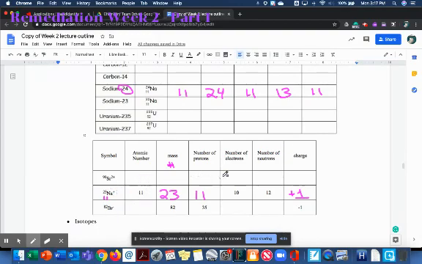So again, these are some examples that you can do if you want to come back to the screen and just try some extra examples. They're here.